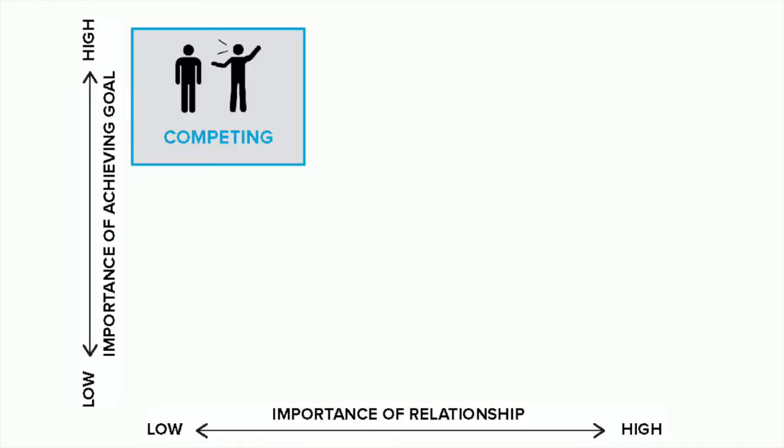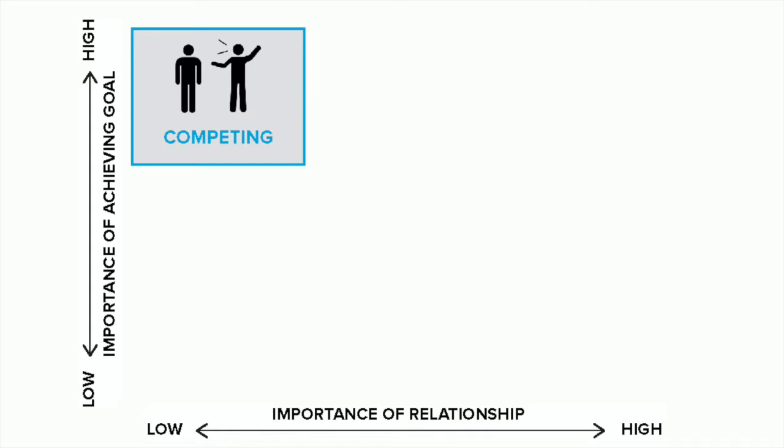And I want to walk through these, and then you're going to be talking at your tables about which of these styles is most natural to you, and then which of these is the least natural to you, all right? So starting out with competing, okay? So competing is one way that people might manage conflict.